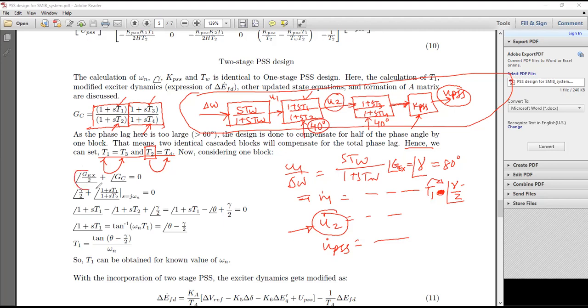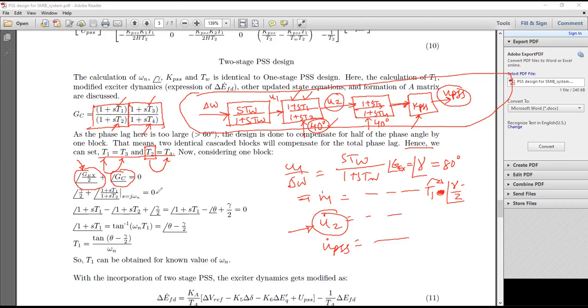The lead compensation would be provided by T1, this block. That will come from GC, and that would actually cater for GEX over 2, or gamma over 2. For example, here 40 degrees, not 80 degrees, because you're only designing for one block, T1, and then you will be assigning it to T3. The remaining part is the same as we did. Simply take gamma over 2, and GC, which is 1 plus ST1 divided by 1 plus ST2, evaluated at S equals j omega n.